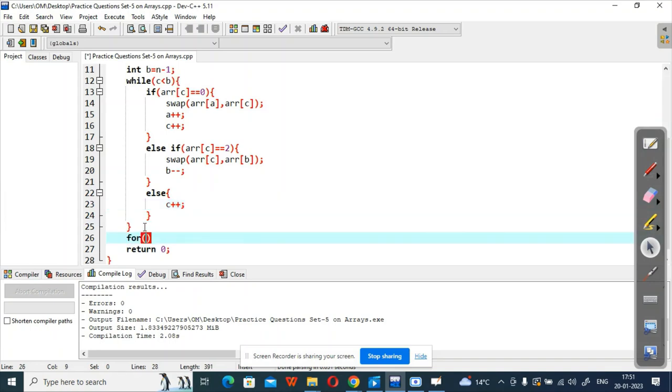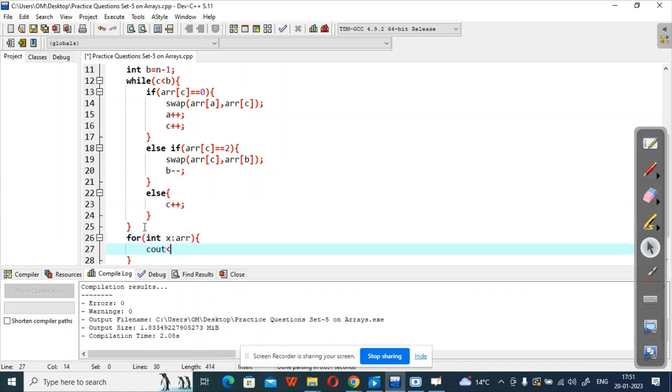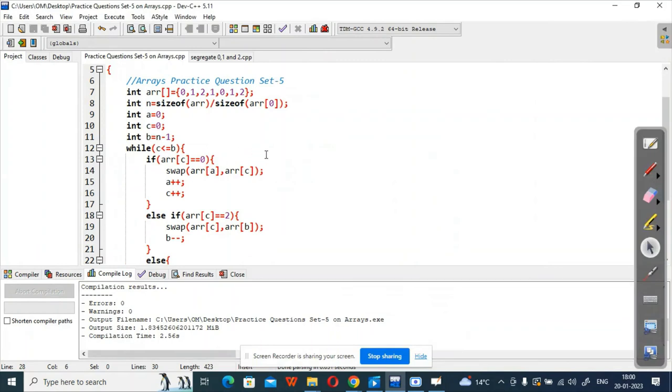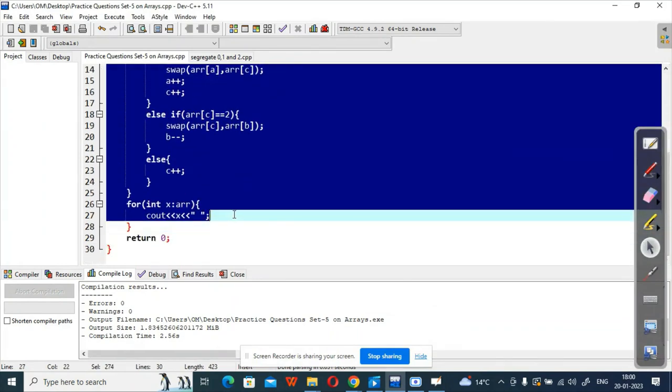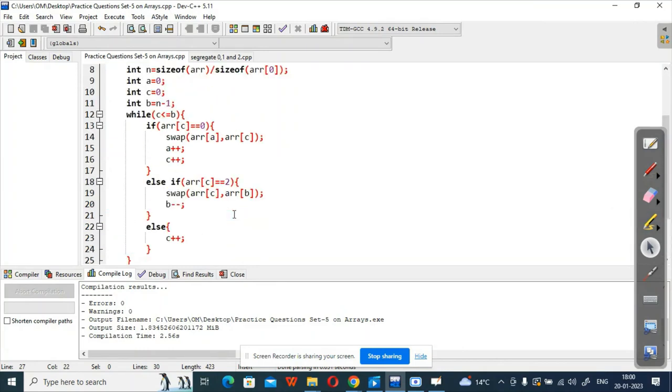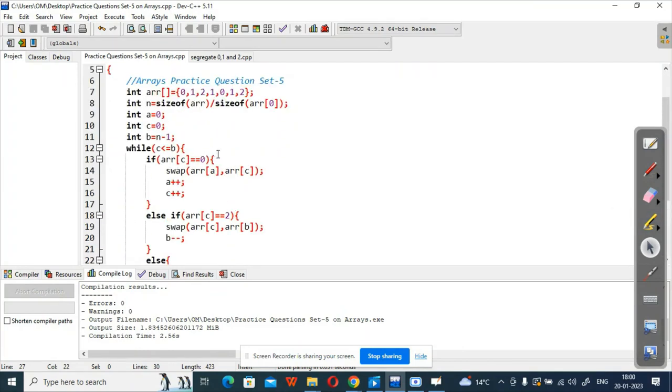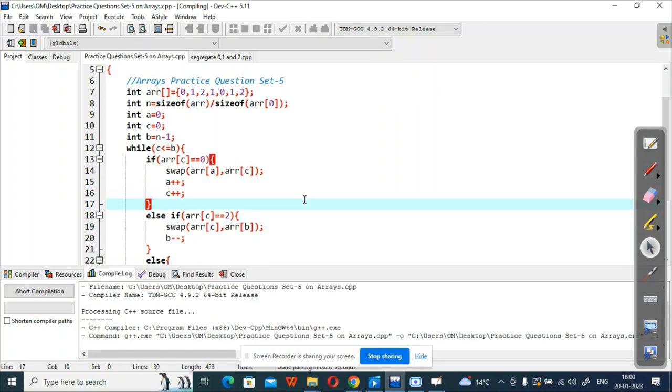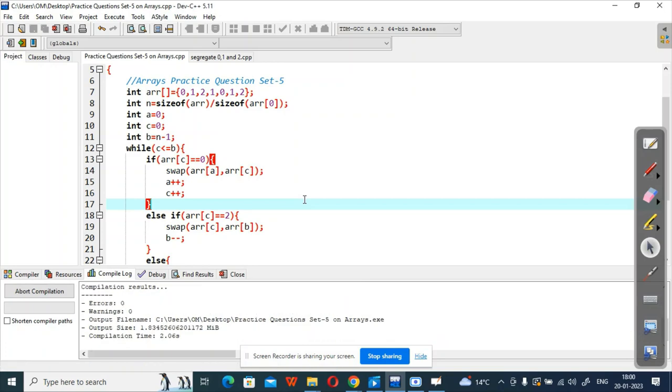Now let me print this array to show you whether it is actually segregated or not. Okay, so this is the code for segregating 0, 1 and 2 with each other, right? So this was the entire code for segregating. Let us run this code and see if it is correct or not.